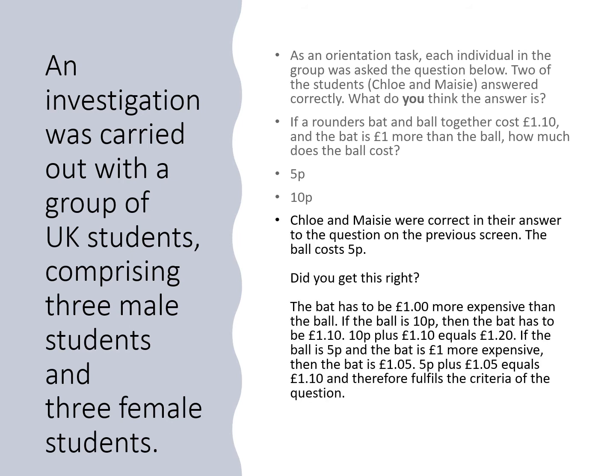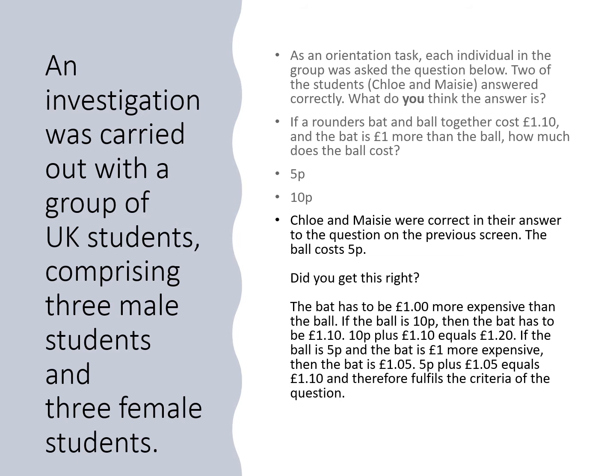So the answer is 5p. That's what Chloe and Maisie put. They were correct, the only ones who got the question correct. Did you get it right? The way to work it out is that the bat has to be £1 more expensive than the ball. So if the ball is 10p, then the bat has to be £1.10, and if the bat is £1.10 plus the 10p from the ball, that makes it £1.20. So that doesn't work. But if the ball is 5p and the bat is £1 more expensive, then that's £1.05 plus 5p, which equals £1.10. So hopefully you got that right.